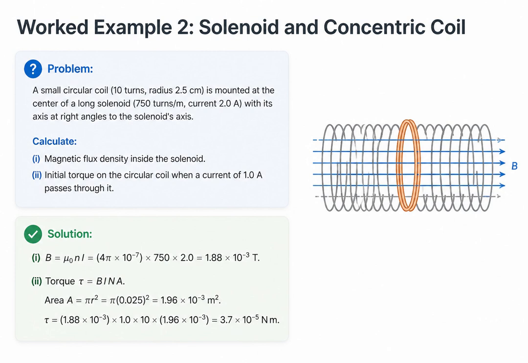First, we find the magnetic flux density inside the solenoid using B equals mu naught Ni, which gives us 1.88 millitesla. Next, when a current of 1 ampere is passed through the circular coil, it experiences a torque. Since its axis is at right angles to the field, the torque is maximized and given by BINA. Calculating the area of the circular coil as pi times r squared and substituting the values, we find the initial torque is 3.7 times 10 to the minus 5 Newton meters.